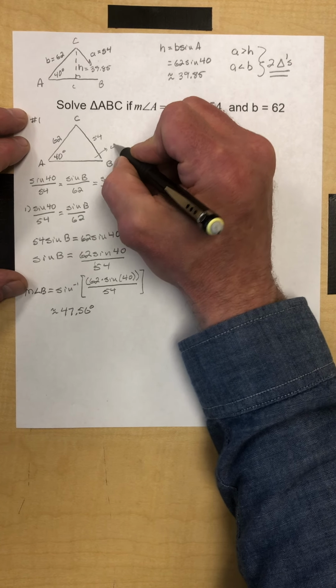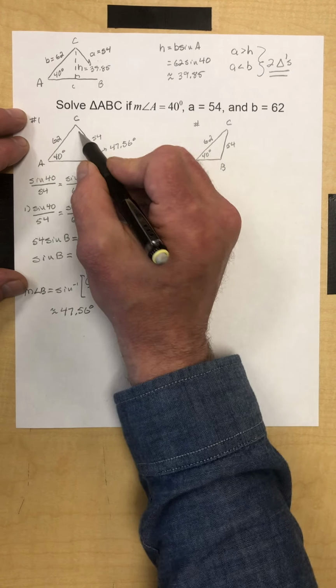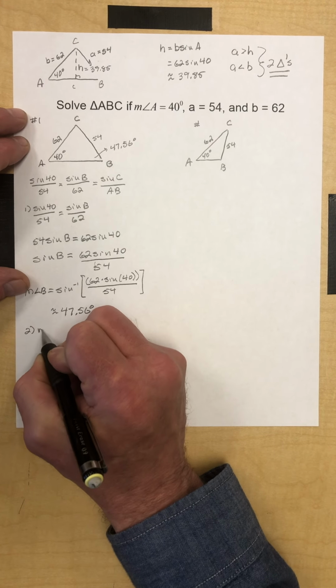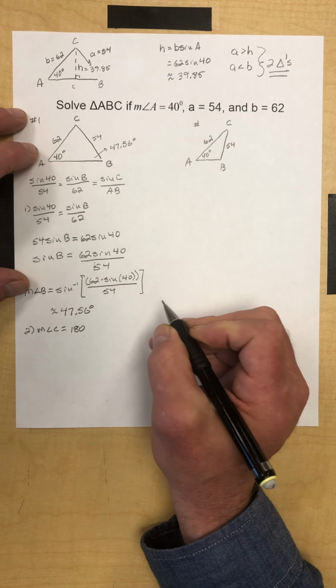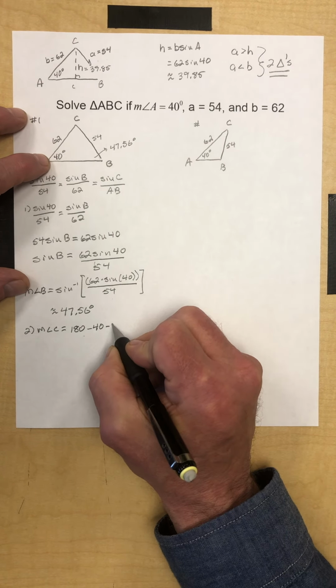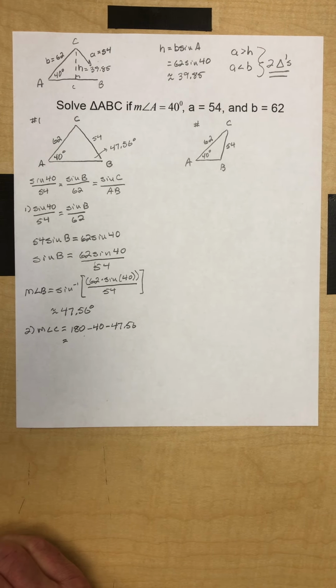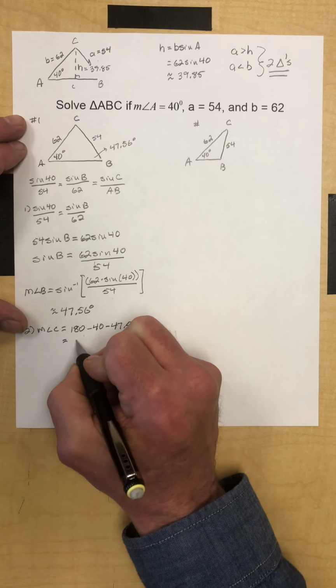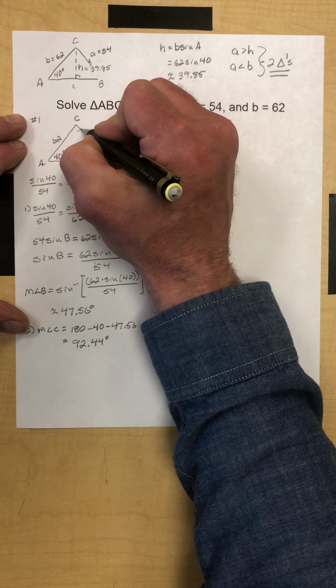So that would be the measure of angle B, 47.56 degrees. Now I can find the measure of angle C. Using the triangle sum theorem, the measure of angle C is 180 minus the 40, minus the 47.56. 180 minus 40 is 140, so 140 minus 47.56, I'm coming up with 92.44 degrees.